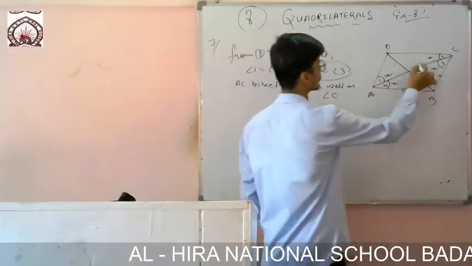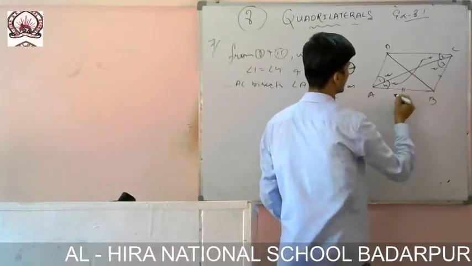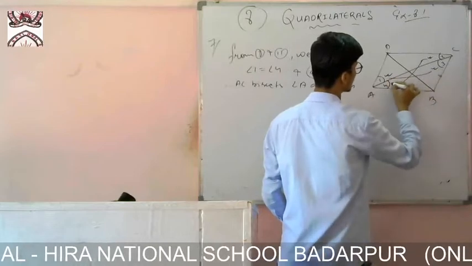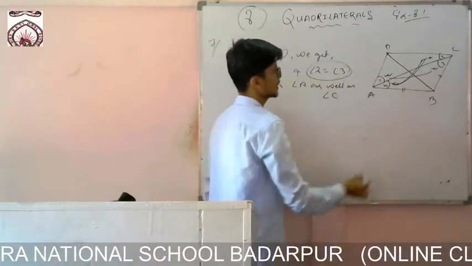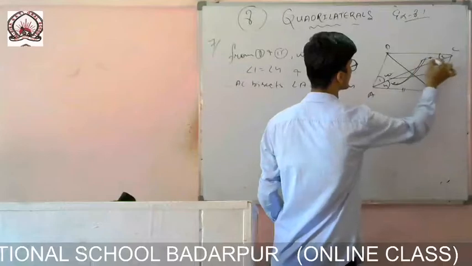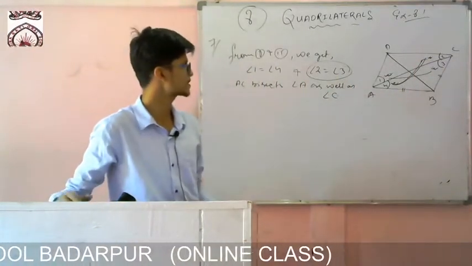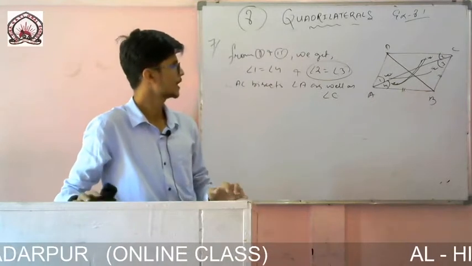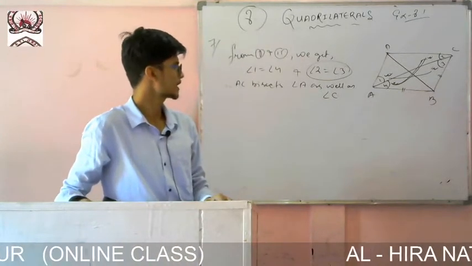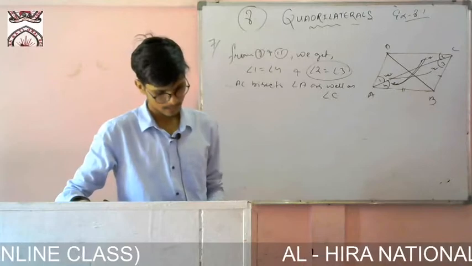2 and 4 are also alternate angles, and if 1 is equals to angle 3, that means 4 is also equals to 2, and if these two are same, that means these two are also same. Okay, so that means I can write that angle 1 is equals to angle 4 and 2 is equals to angle 3, so AC bisects angle A as well as angle C.